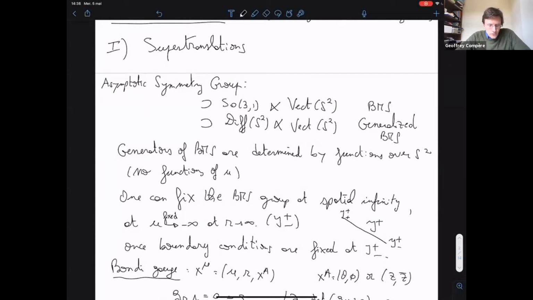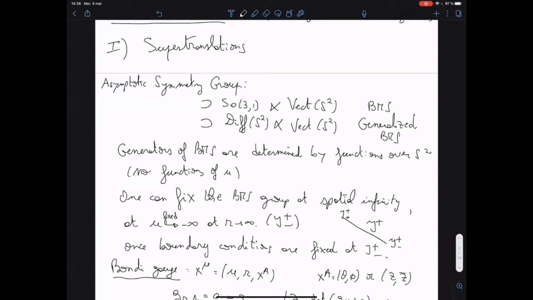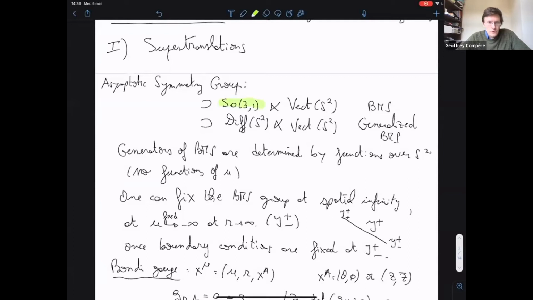For the supertranslations, the asymptotic symmetry group at null infinity, maybe I should say it's not known because it's not clear yet how big it can be, but it contains BMS, the one found by Bondi, van der Burg, Sachs, and Metzner. It contains the Lorentz subgroup and the supertranslations, which are labeled by a function over the sphere, and they all commute. This is why I call it a vector space. It's just a bunch of commuting infinitesimal vectors, depending on an arbitrary function on the sphere.